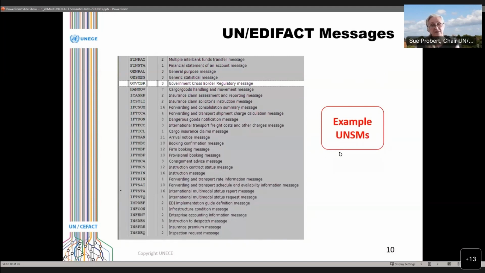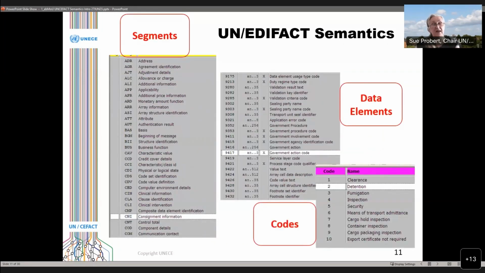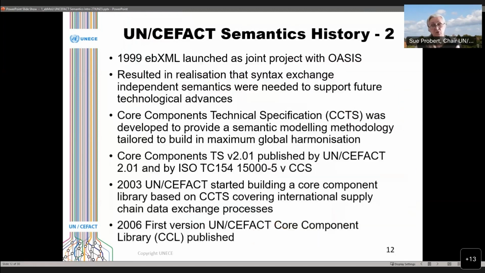So a UN-EDIFACT message consists of a set of messages and then a set of semantics to support it, which is a set of overall structures. And then we have individual data elements and we have code lists. So this was already, even in the 1990s, quite a sophisticated set of semantics for the international supply chain. So that's the history.